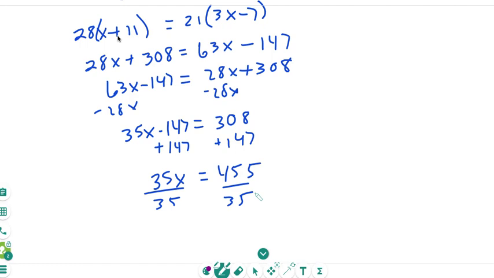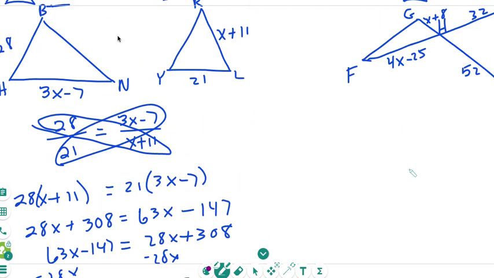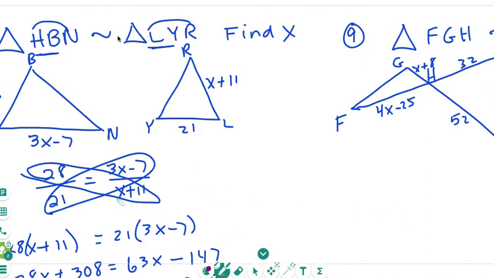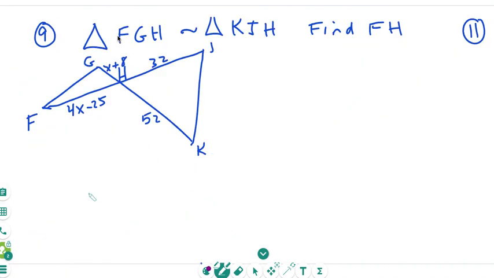And we're going to get x is equal to 13. Number 9. Okay, we're looking for FH. So we're going to go ahead and set up our proportion to find FH.